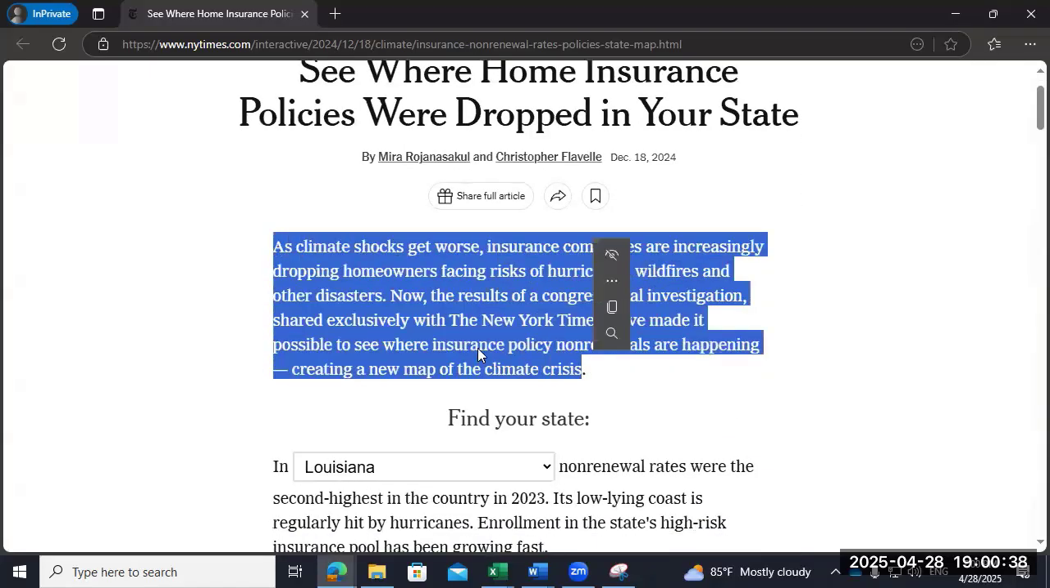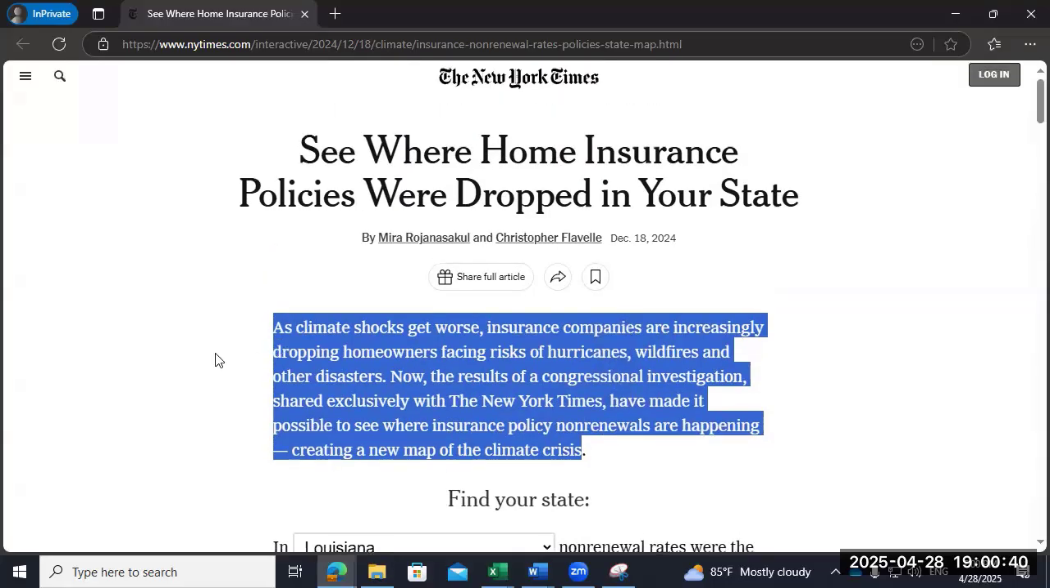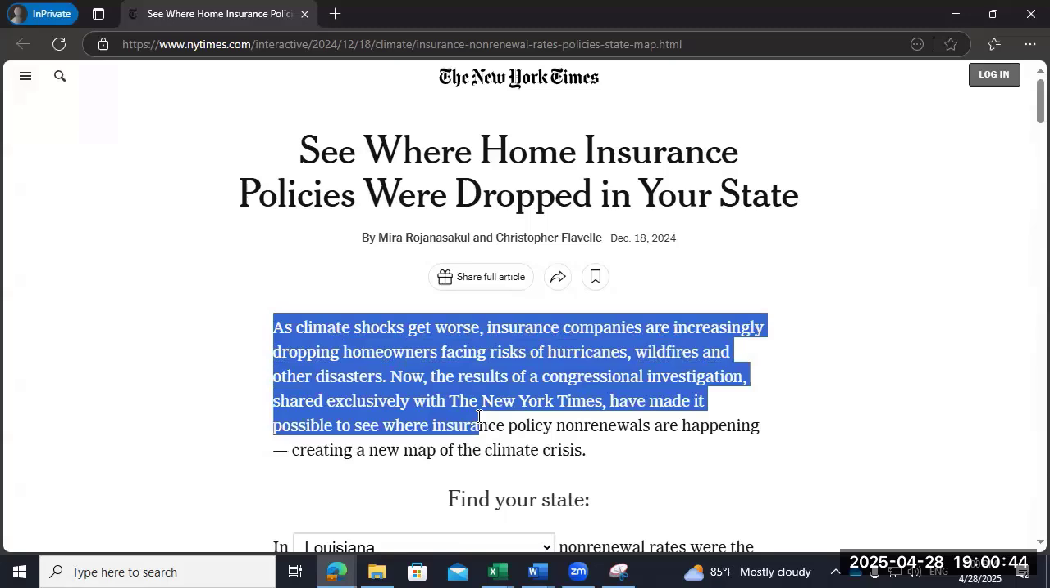Any of y'all want this, maybe I can get it to you. But as climate shocks get worse, so who's the climate change group? Which one is that? Is that Jonathan's group? So you might be interested in this.